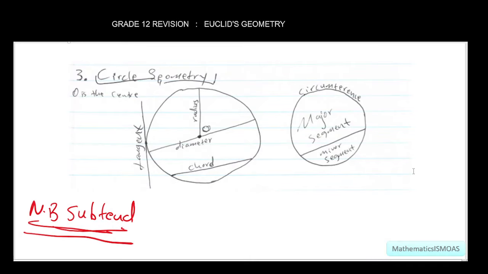Right. We are done with the triangles. Now we are on circle geometry. Let's say this is our diagram 1 and this one is our diagram 2. In diagram 1, we have a tangent line.